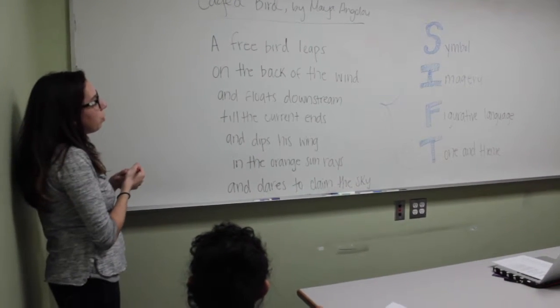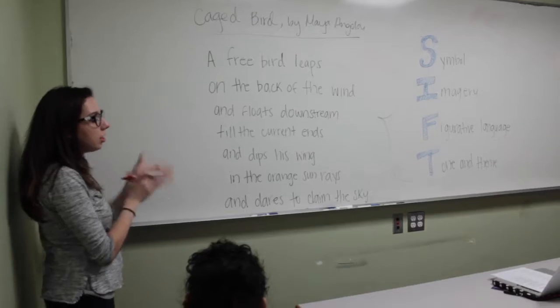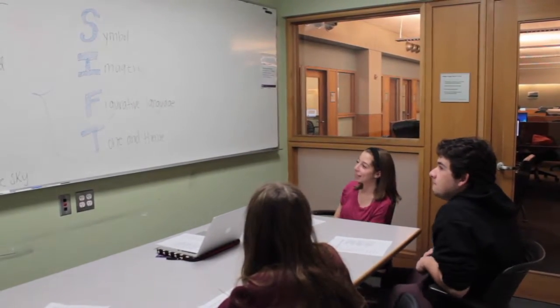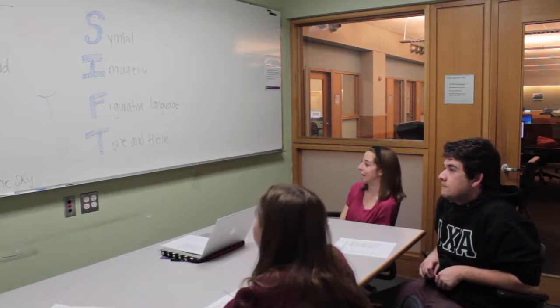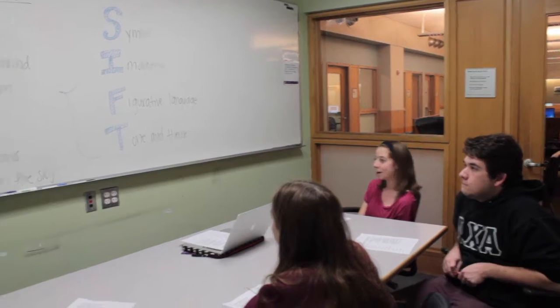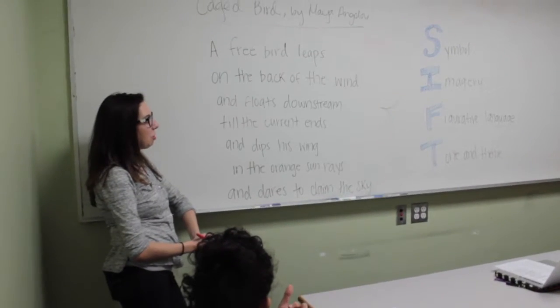So let's go through this stanza. Would someone like to read this for us? Joanna? A free bird leaps on the back of the wind and floats downstream till the current ends, and dips his wing in the orange sun rays and dares to claim the sky. Wonderful. Thank you. That was beautiful.